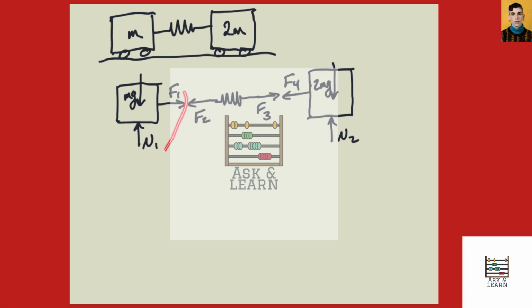So we isolated our first cart here. We have gravitational force acting down, force from the floor holding it up, and a force from the spring on the cart. We look at the spring. We have a force from the first cart on the spring, a force from the second cart on the spring, and finally, if we look at our bigger cart here, we have its gravitational force acting down, the floor holding it up, and then the spring force, the force from the spring acting on it.